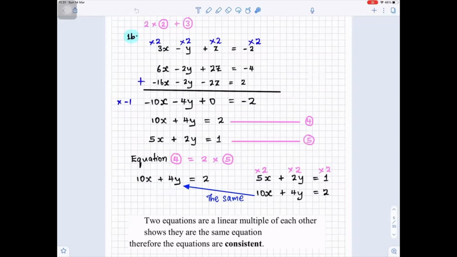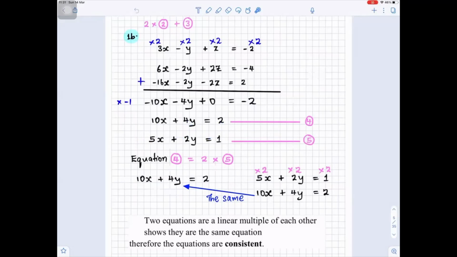Now we want to get it to positive. So we times by minus 1. So this will become plus 10, this will become plus 4, and this will become plus 2. Now we got these two equations. I've called them 4 and 5. If you look at equations 4 and 5 carefully, you will notice that if you times equation 5 by 2, you will get equation 4. Equation 4 is the same as multiplying equation 5 by 2. 2 times 5 is 10, 2 times 2 is 4, and 2 times 1 is 2.